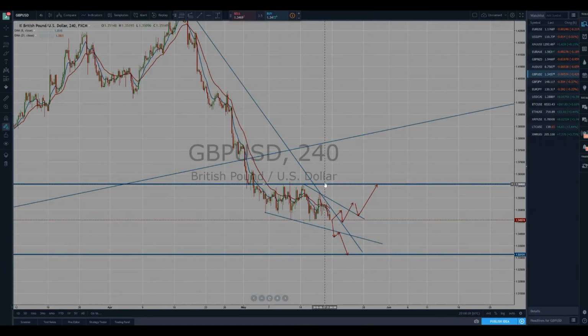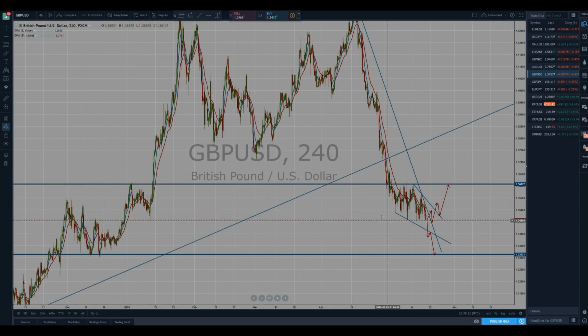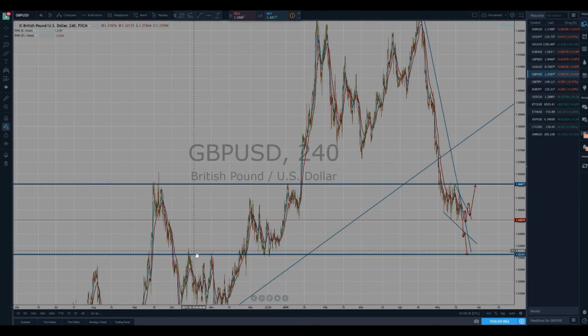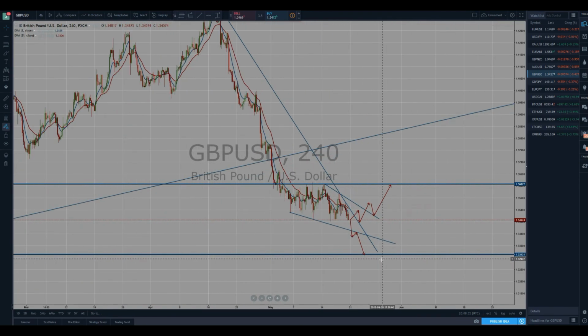And then dropping down to the 4-hour time frame, I've added a couple horizontal lines. This one being the rejections, all the rejections right here, as well as this rejection on this side, and you can see the rejections over here for this bottom one.